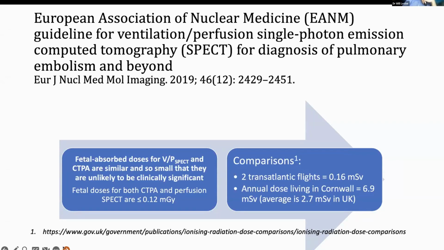So 2 transatlantic flights are 0.16. No one is taking people who are walking onto a transatlantic flight saying, oh, by the way, we're going to give you cancer on this flight. If you live in Cornwall for a year, your dose is 6.9. It's quite substantial in comparison to this. Even the average exposure to radiation, just being alive, is way more than you get from the CTPA and VQ.